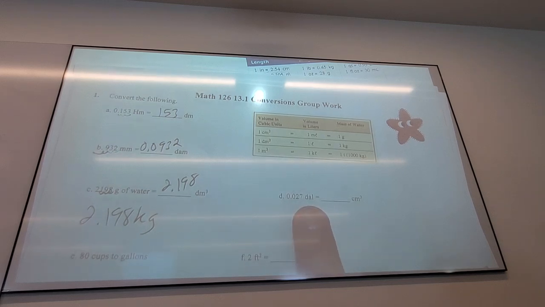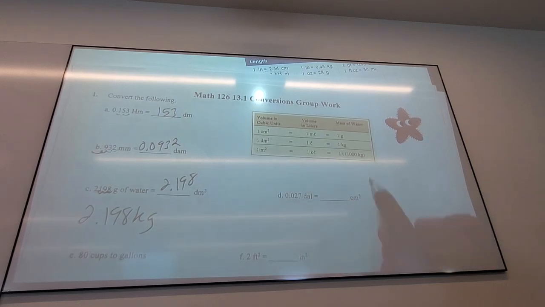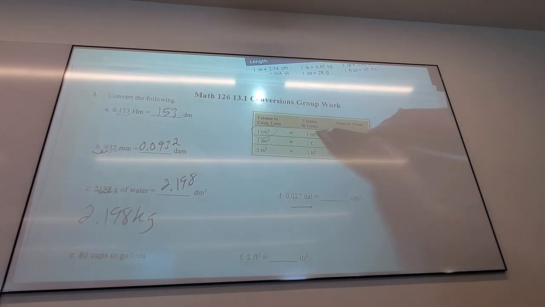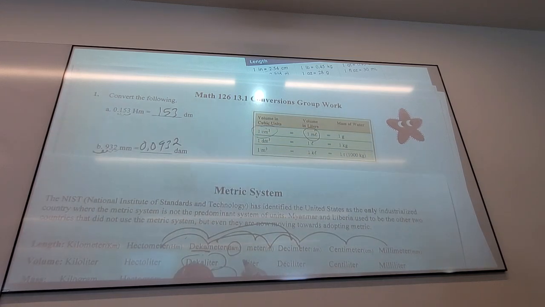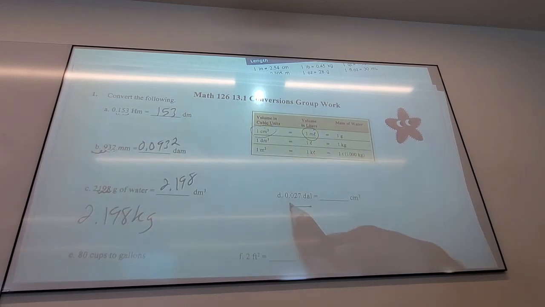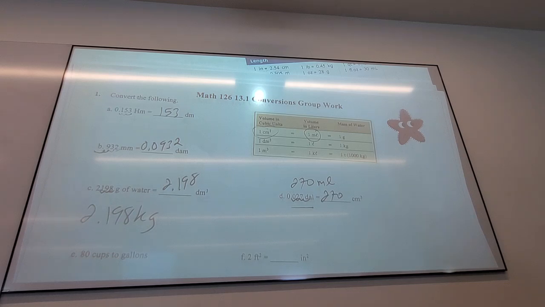Good. And then this one, again, if I go to where I want to be here, I currently have decaliters. If I just had milliliters, then I would be there. I'd be done. Yes? Okay. So how do I make this into milliliters? So deciliter, 1, 2, 3, 4. 1, 2, 3, 4. That would be 270 milliliters, which is 270 cubic centimeters. Is everybody okay?